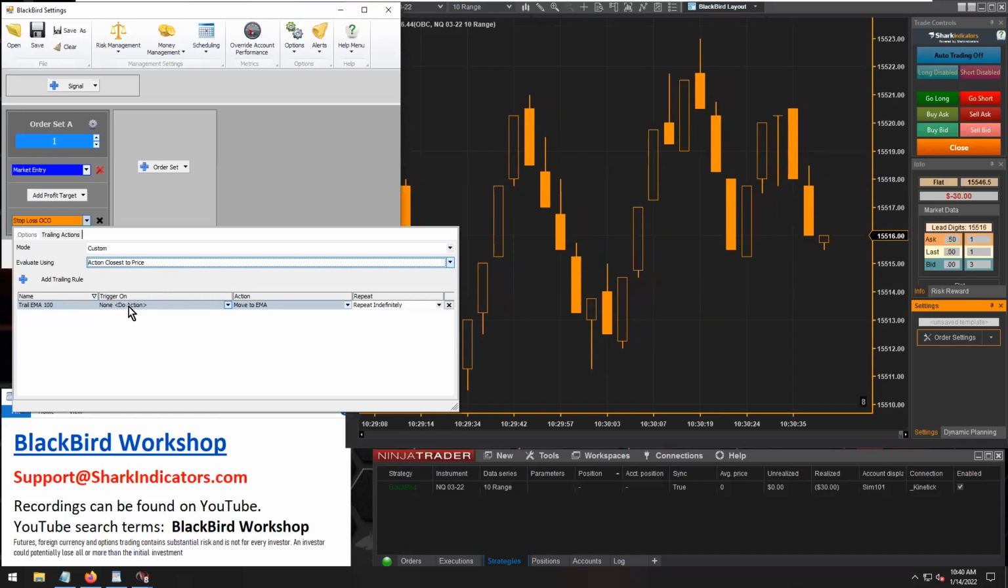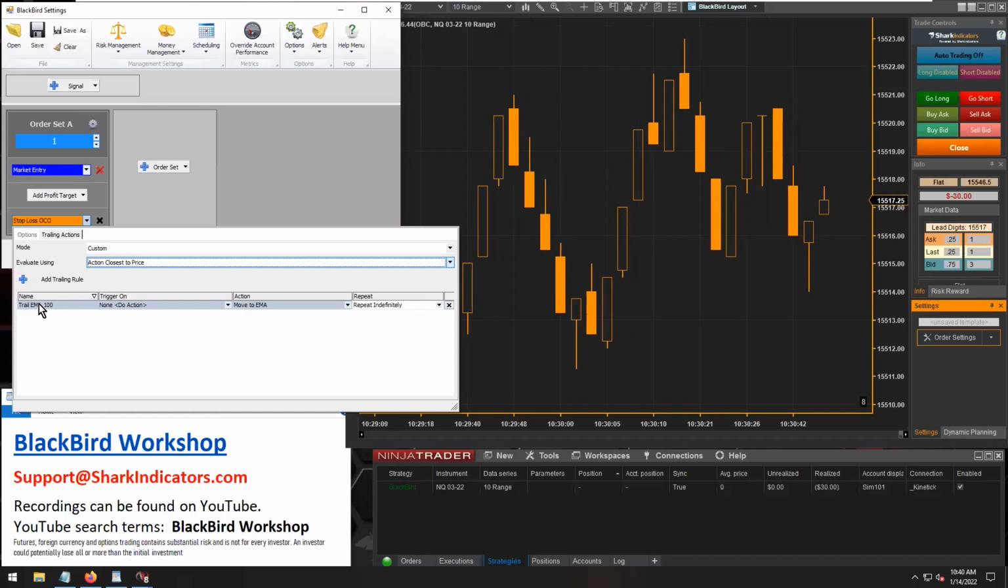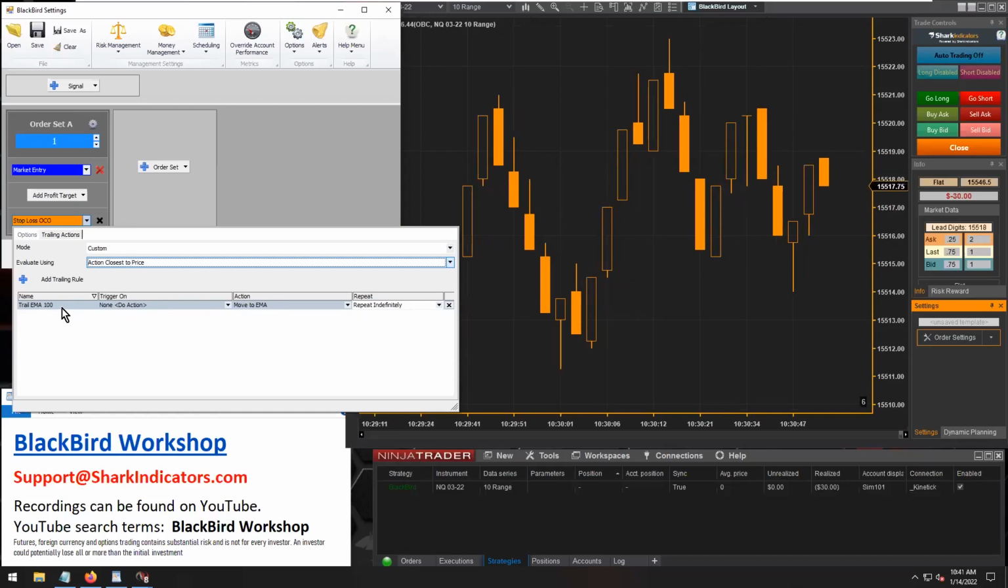So there's no trigger, because trailing the EMA 100 is the initial trailing behavior that we want our stop loss to follow.